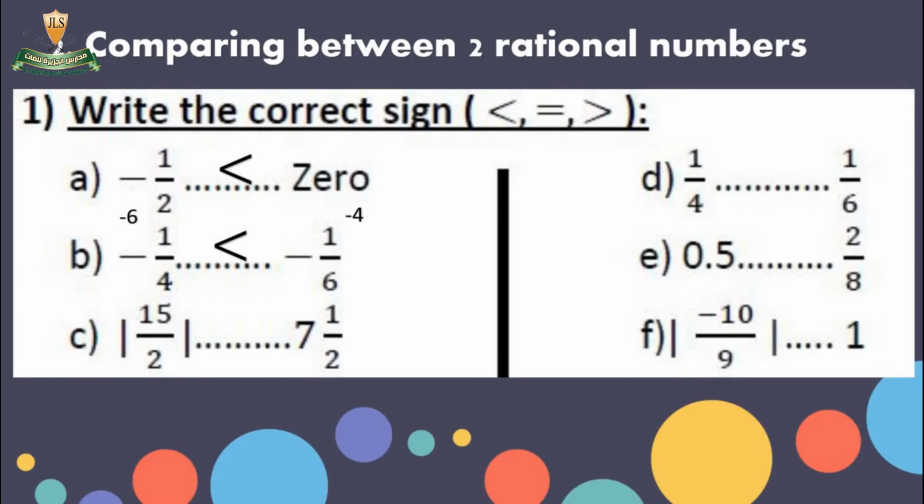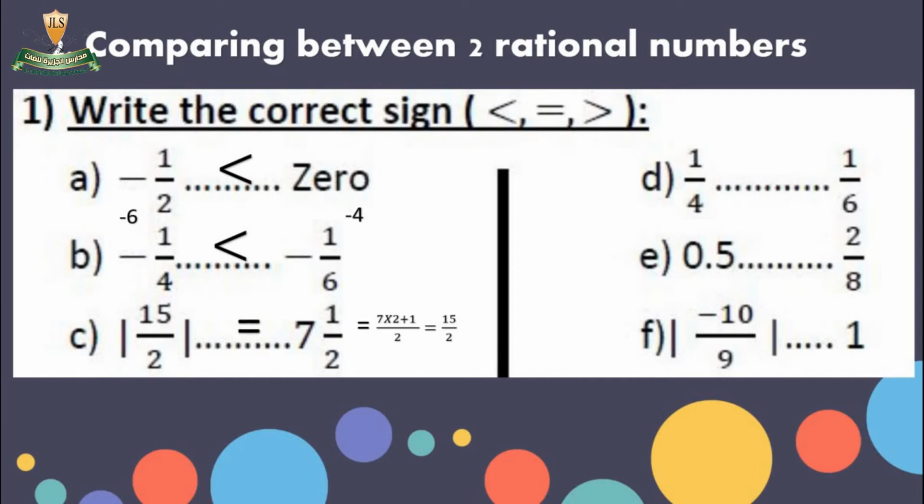Okay, number C, the absolute value of 15 over 2. What does the absolute value do? It makes the number non-negative, and here there is no negative, so it is 15 over 2, and the decimal is 7.5. When I write 7.5 in fraction form, it will be 7 plus 1 over 2, which gives me 15 over 2. So both sides are 15 over 2, and the answer will be equal.